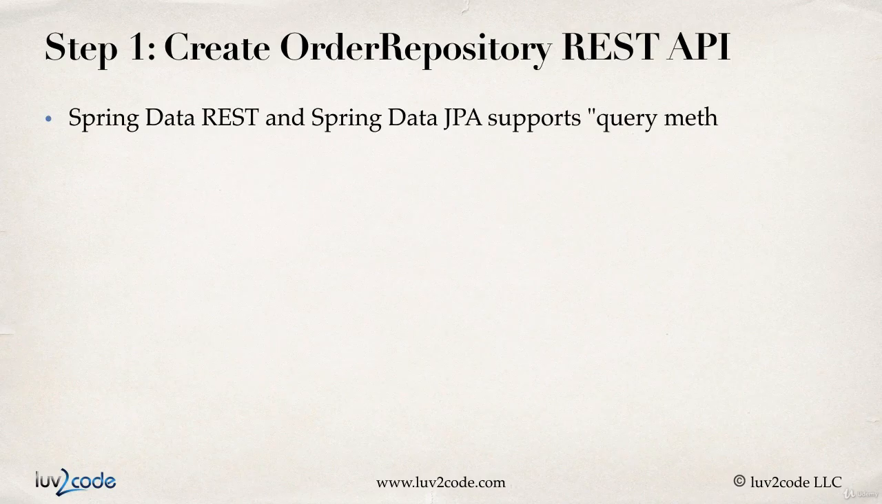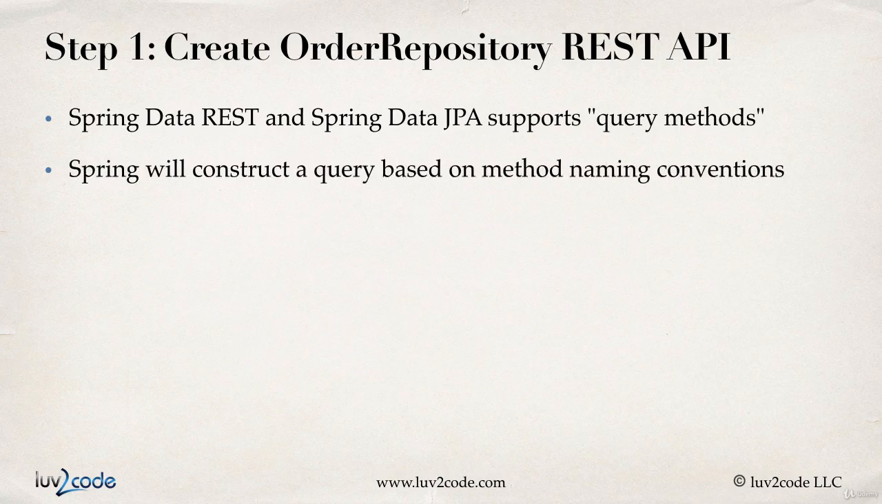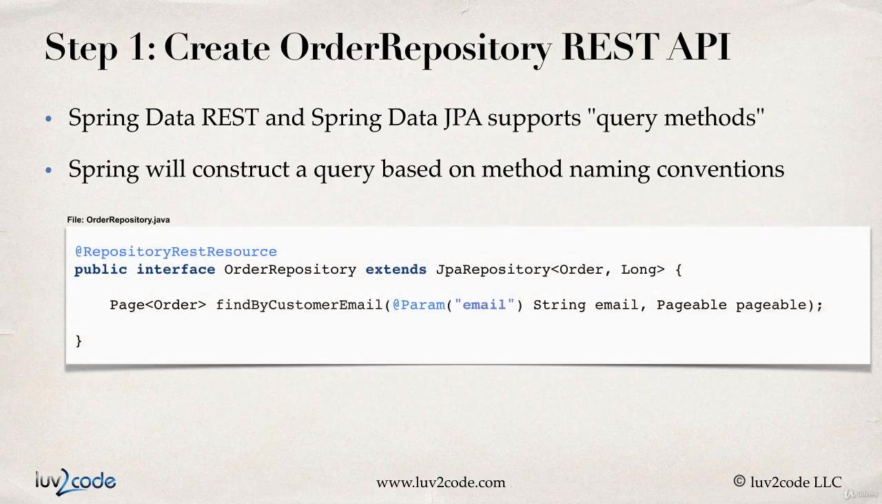And now a bit more here. Remember that Spring Data REST and Spring Data JPA supports query methods. So Spring will actually construct a query based on method naming conventions. In this example here, we have the order repository. So we have this method findByCustomerEmail, and we pass in a param email.